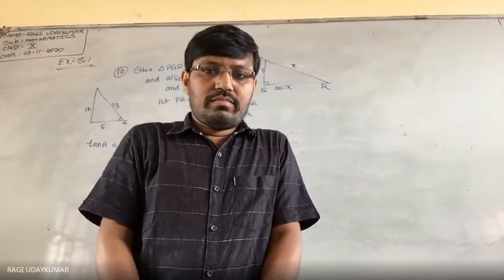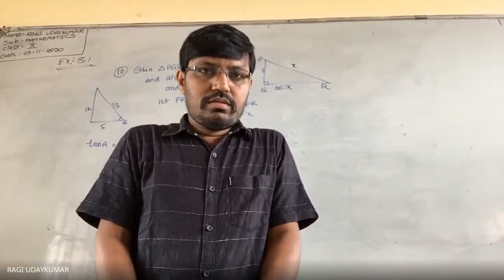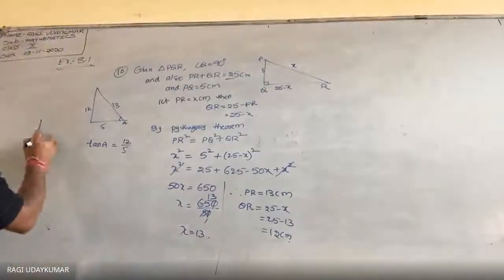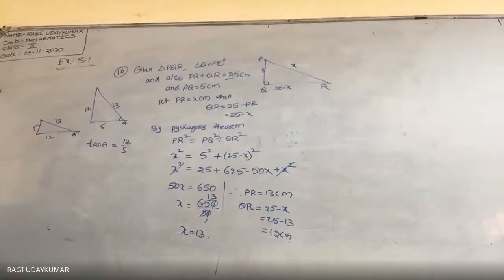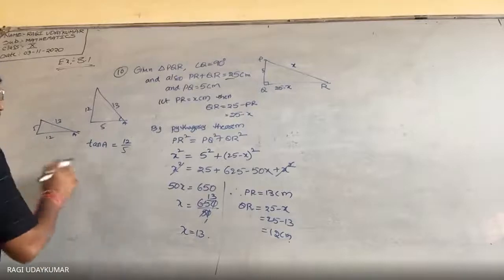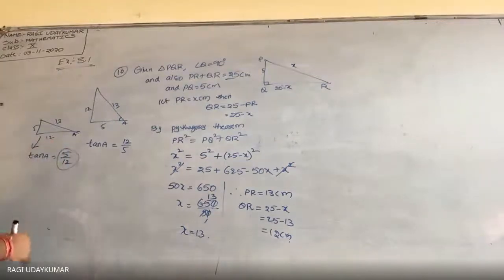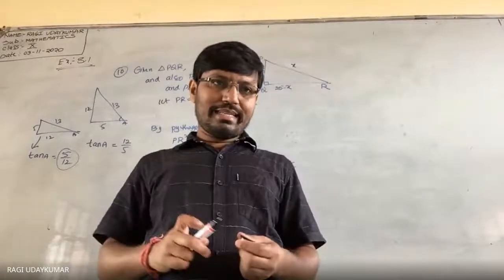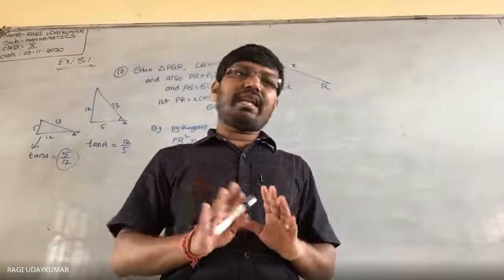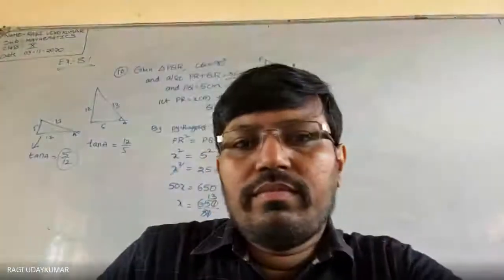Tan A. Did you understand? Suppose the same triangle is taken like this. A is here, this is 5, this is 12, this is 13. Then in this situation, tan A will become 5 by 12, which is less than 1. Less than 1 is nothing but the numerator being less than the denominator. So it need not always be less than 1. Sometimes it is greater than 1, sometimes it is less than 1.